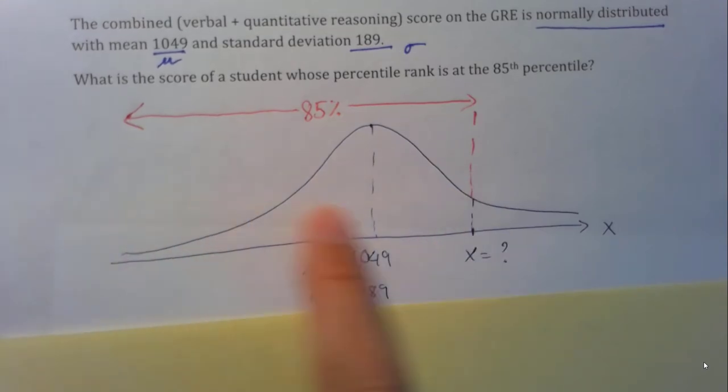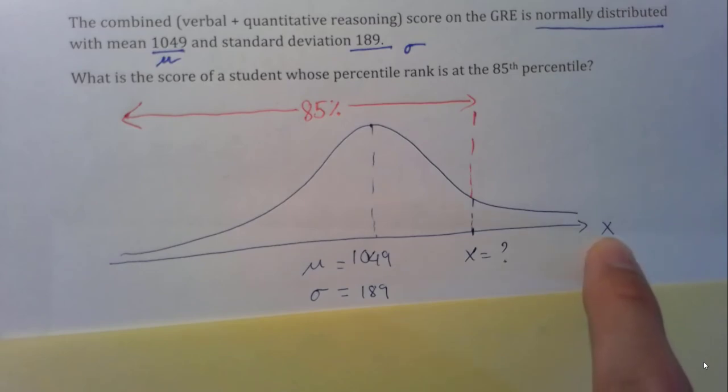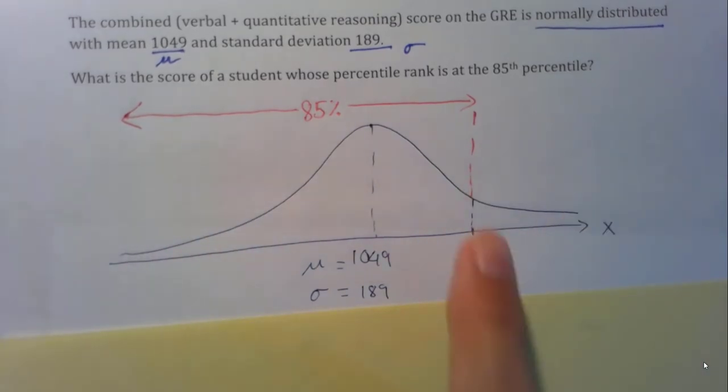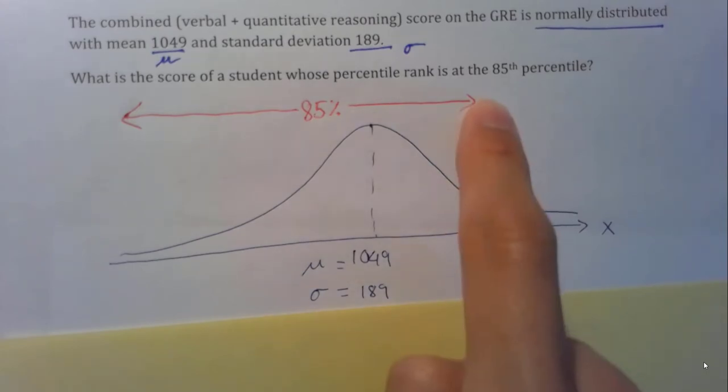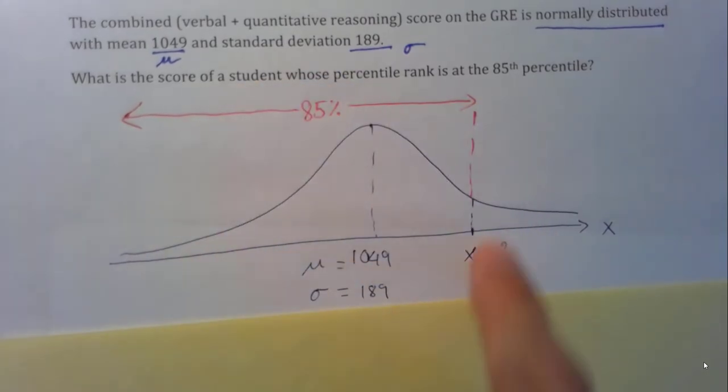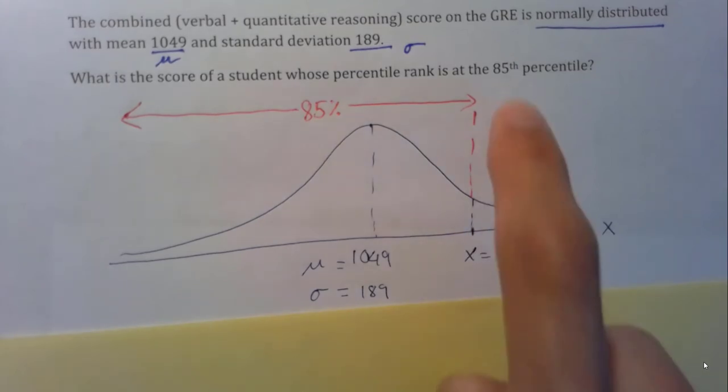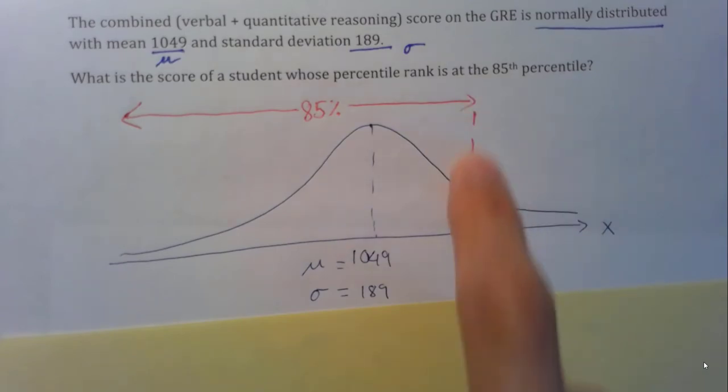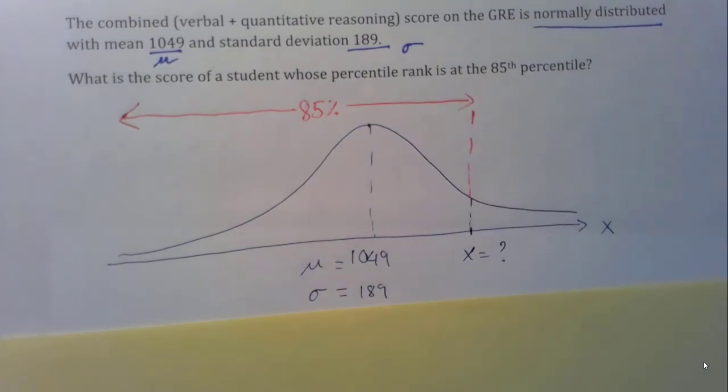Remember, the whole thing all the way to the right is 100%. We are looking for the 85th percentile, which is 85%. What is the score right here that gives me the point where we get the 85th percentile? So what is this X value?